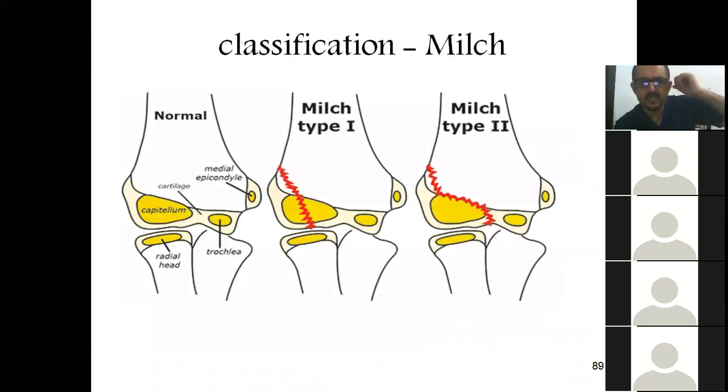So this is the Milch classification. I think everyone should remember it. Type 1 Milch is a Salter-Harris type 4 fracture, and type 2 Milch is a Salter-Harris type 2 fracture. Both of them are not good for the elbow, but which one has more complications? Sir, type 1 has more complications than type 2. Okay, why does type 1 have more complications?